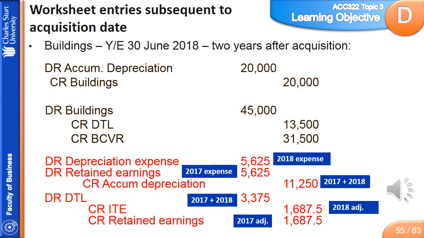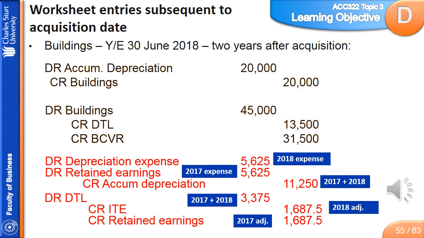So if we were dealing with, say, 3 years post-acquisition, that retained earnings amount for recording the depreciation would increase to $11,250 to record the 2017 and 2018 amounts. The depreciation expense would still be $5,625, and the accumulated depreciation account would increase to $11,250 plus $5,625 equals $16,875, and that will just continue on over the 8 years.